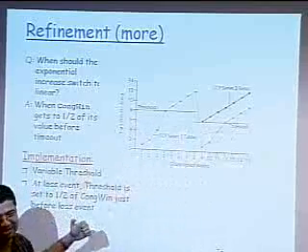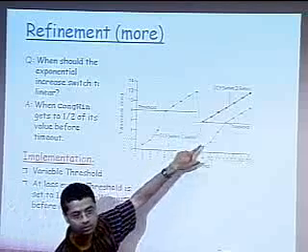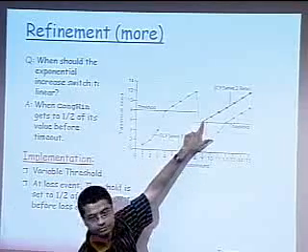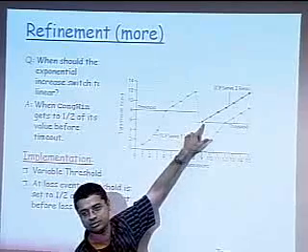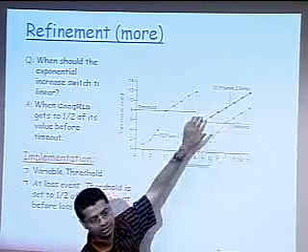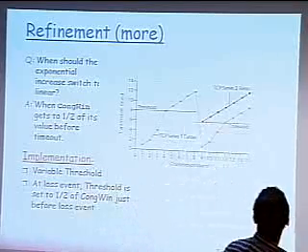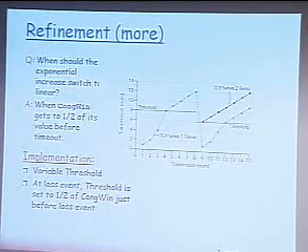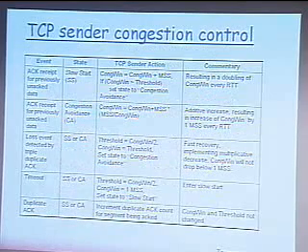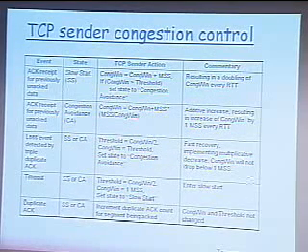So one refinement of TCP Tahoe was that instead of dropping the window size down to 1, when you have triple duplicate ACKs, you drop the window size down to half, the same as the threshold, and then continue with the additive increase. So that's the difference between Tahoe and Reno. So this is just a table defining all the actions based on the events which we already saw last lecture.